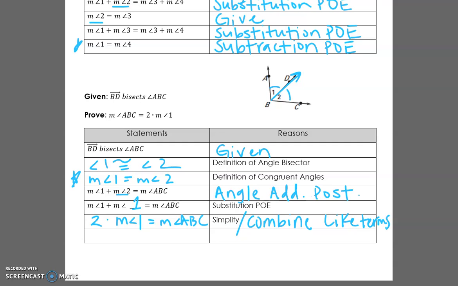Okay? Now, this statement does not exactly match what they're wanting us to prove. We need to swap what's on either side of the equal sign. So we now have the measure of angle ABC is equal to 2 times the measure of angle 1. This is the symmetric property of equality. Again, symmetric, think swap. Okay, you can swap what's on either side of the equal sign with this property. All right, that's it for your example on angle guided proofs.